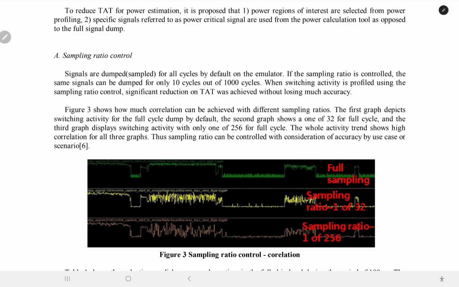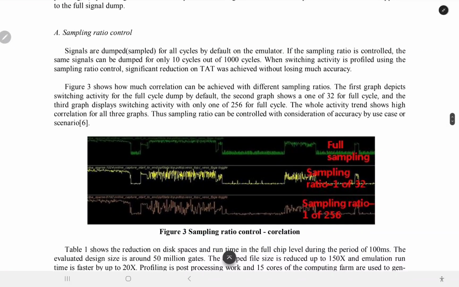Figure 3, the sampling ratio control correlation. The first graph depicts the switching activity for full cycle dump by default. The second graph shows 1 over 32 cycles, and the third graph displays switching activity with only 1 over 256 for full cycle. The whole activity trend shows a high correlation for all three graphs. Thus, the sampling ratio can be controlled with the consideration of the accuracy by use case or scenario.